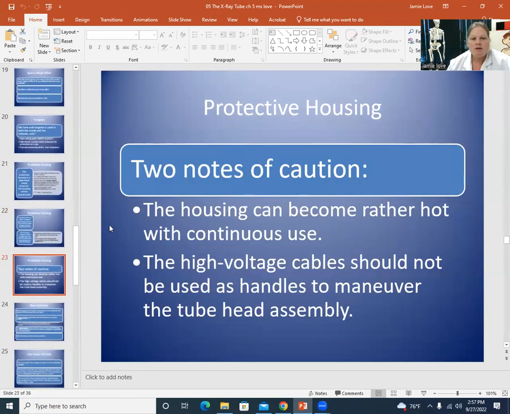Two cautions. It can be rather hot. The high voltage cables should never be used as handles to maneuver the tube head. Common sense. Thousands and thousands of volts, guys, going through these tubes. We do not need to be pulling on them. We don't want to cause any kind of error.